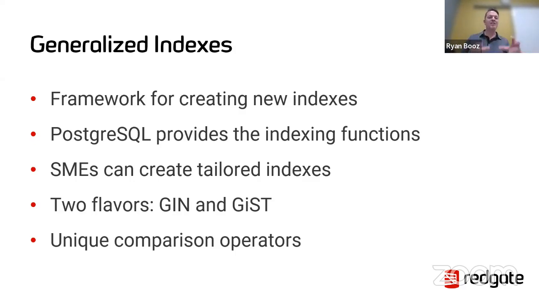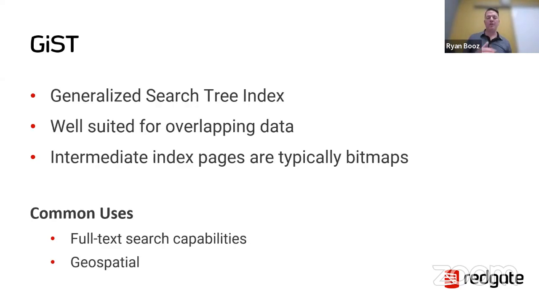And so there are actually different operators. You'll see things like two @ symbols or two & symbols, and those mean different things depending on the data types you're comparing within your clause. So first is the GiST index. So GiST stands for Generalized Search Tree Index. It is really well suited for overlapping data.